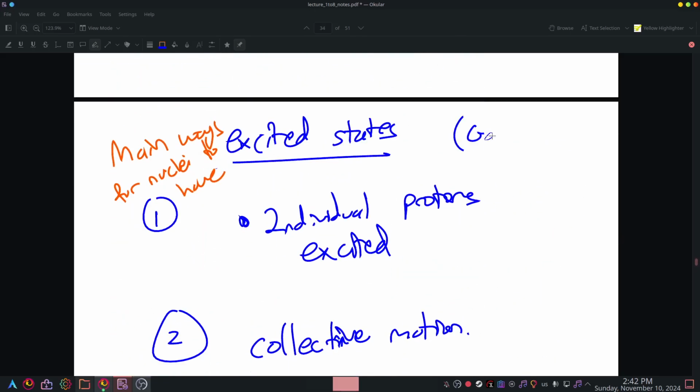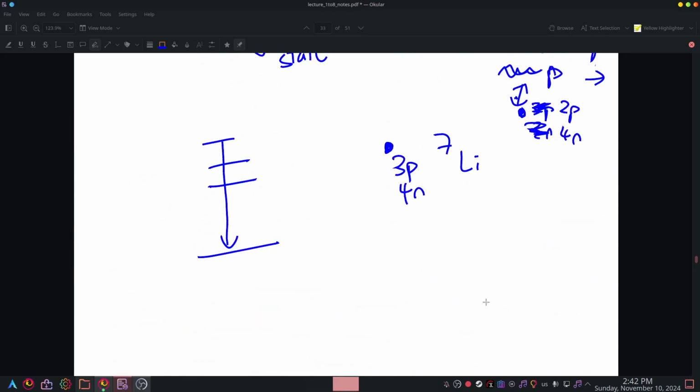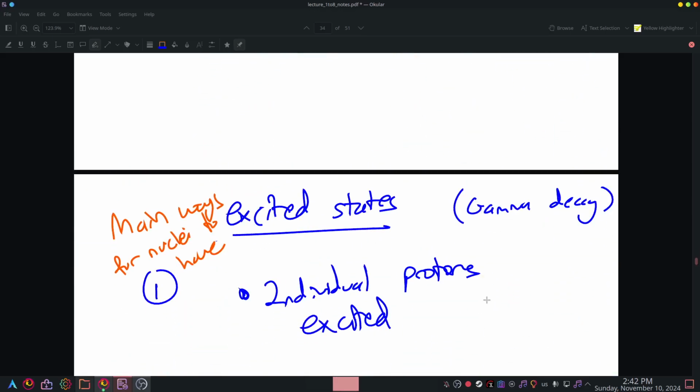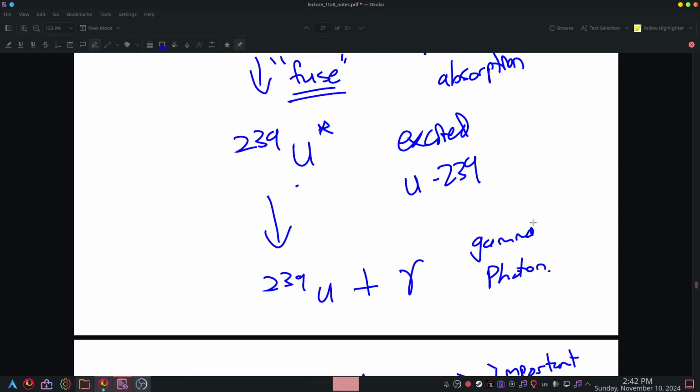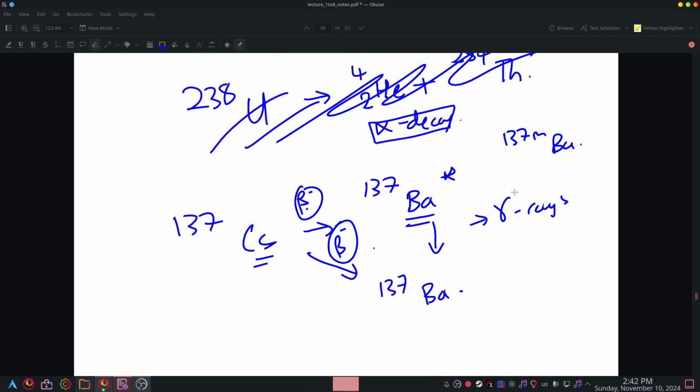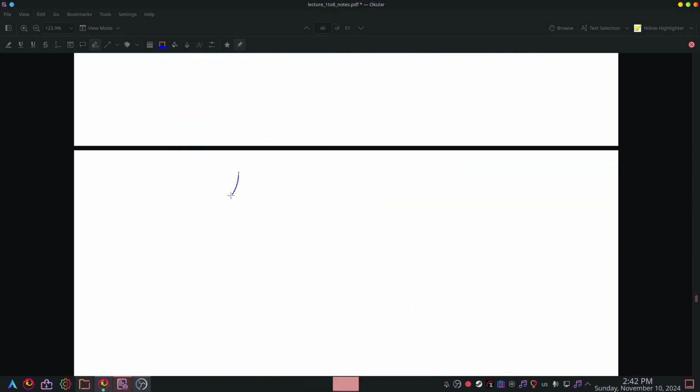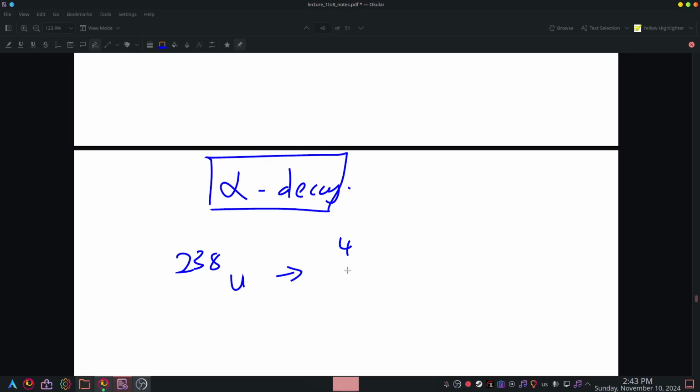Okay, gamma decay. This is just one of several ways that a nucleus can de-excite itself. There are, of course, other ways of decay. Like you saw before, there's alpha decay, where, say, uranium-238 gives out this helium particle, which is the alpha, plus thorium-234.